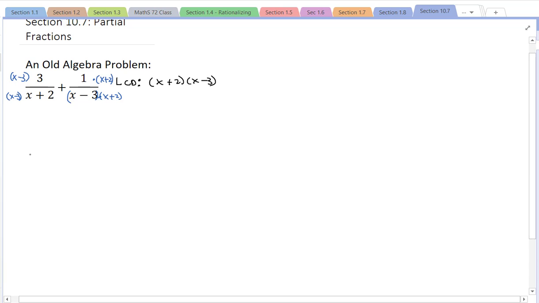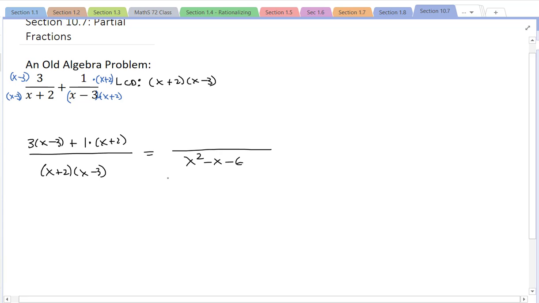And so what we would get is the denominator will have the LCD, x plus 2 times x minus 3. And in the numerator, I'm going to have 3 times x minus 3 plus 1 times x plus 2. We continue on, and the denominator becomes x squared minus x minus 6 once you multiply this out. In the numerator, I get 3x minus 9 plus x plus 2. And combine like terms further, the denominator stays x squared minus x minus 6. Now I have 3x plus 1x is 4x, and minus 9 plus 2 is minus 7. And we will be done. This will be our final answer.